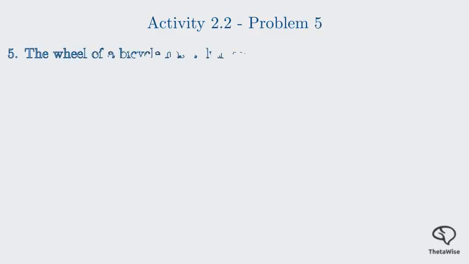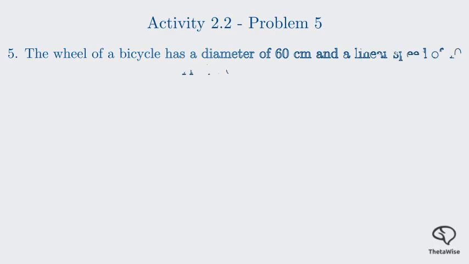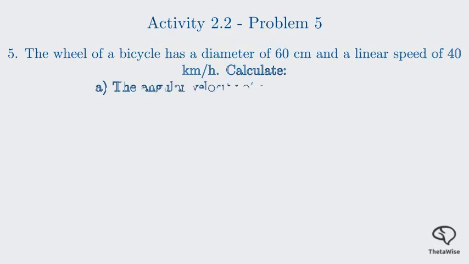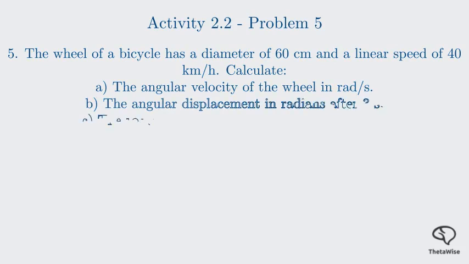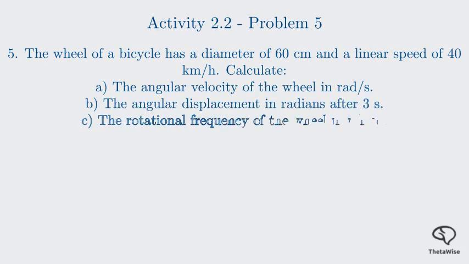Let's move on to problem 5 of activity 2.2. The problem states, the wheel of a bicycle has a diameter of 60 centimeters and a linear speed of 40 kilometers per hour. We need to calculate its angular velocity, angular displacement after 3 seconds, and rotational frequency in revolutions per minute.